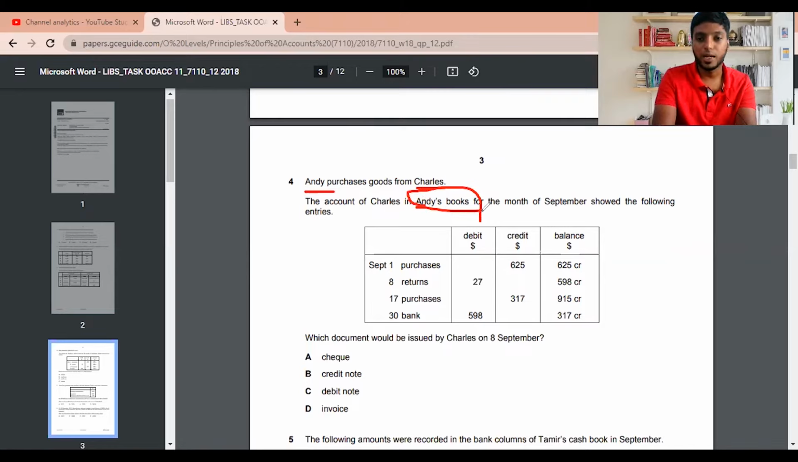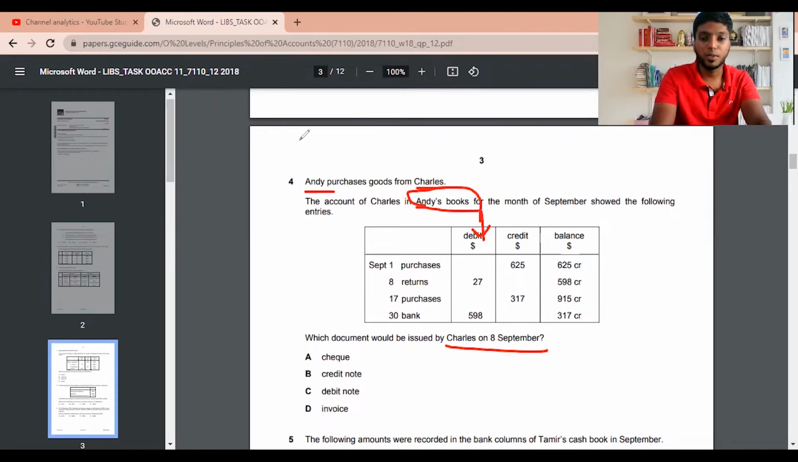Okay. So under Andy, now they're asking, see how they're confusing. They are saying that Andy is purchasing from Charles. You got that, right? Then they are saying that this statement they are given is in Andy's books, but they are not asking Andy's side, they are asking the Charles side. Here you see which document would be issued by Charles on 8th September. Very confusing, right? So you should be very careful when you're doing this.